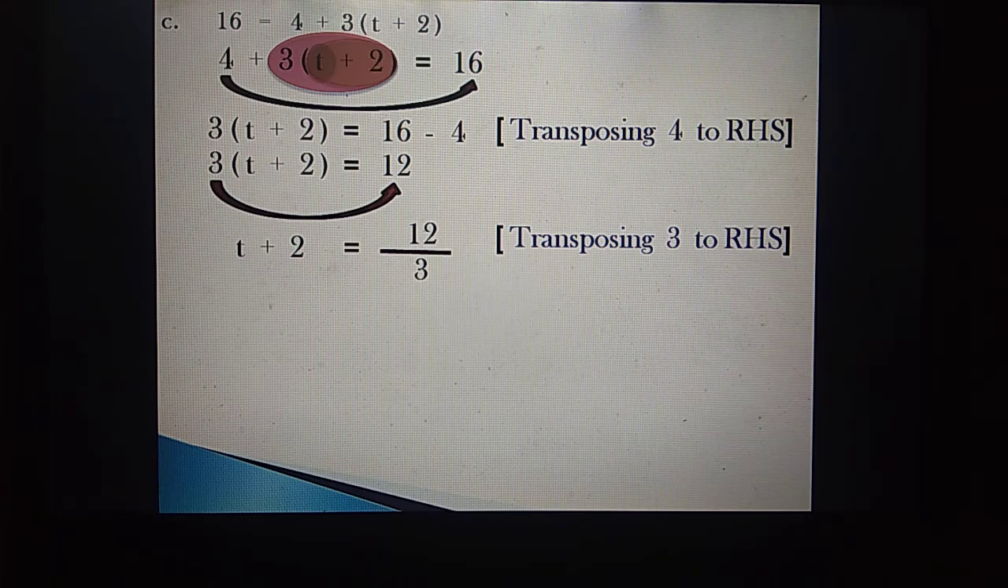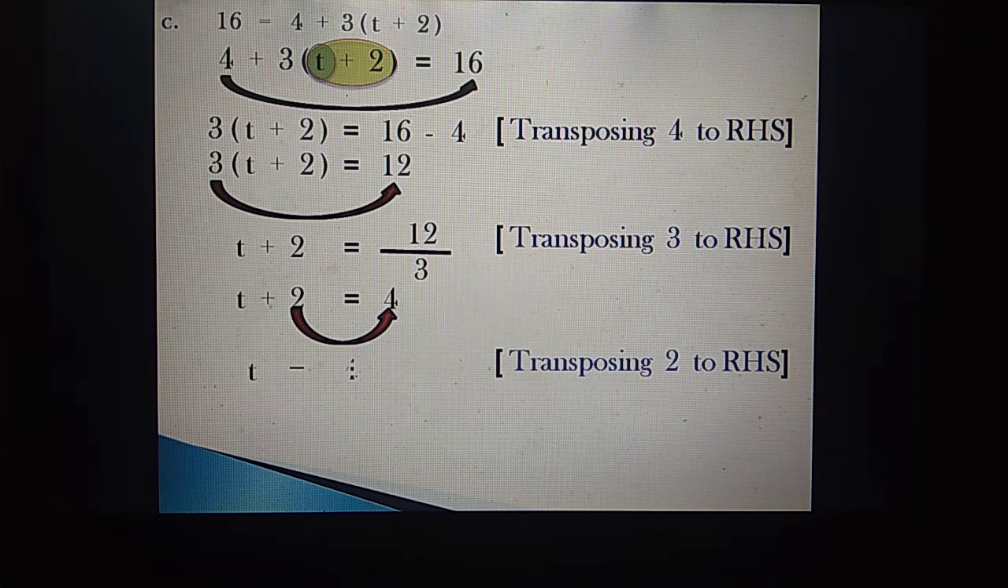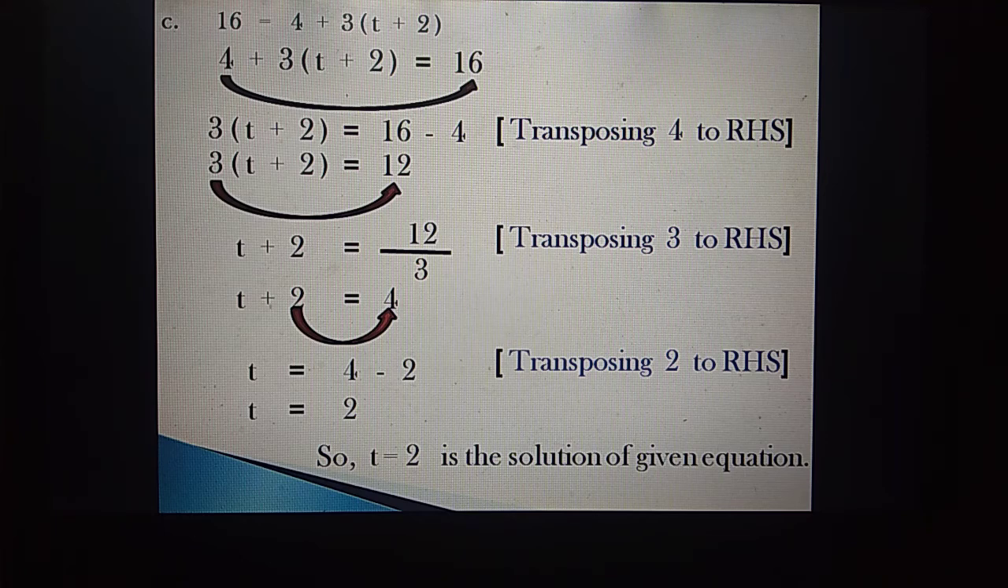Yes, before transposing we were multiplying 3. After transposing you are supposed to divide by 3. Now solve the right hand side, you will get 4. Now in the outermost circle you can see it's 2 plus 2. When you shift, it will become minus 2. Solve the right hand side, it's 2. Now you can see in the circle it's t only. So the answer is t equals 2, your final solution of the equation.